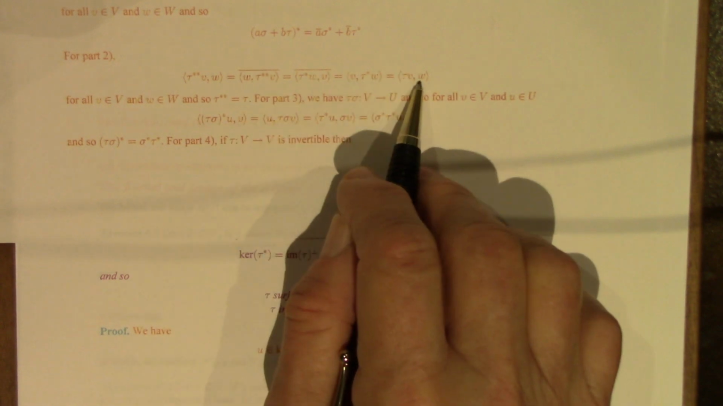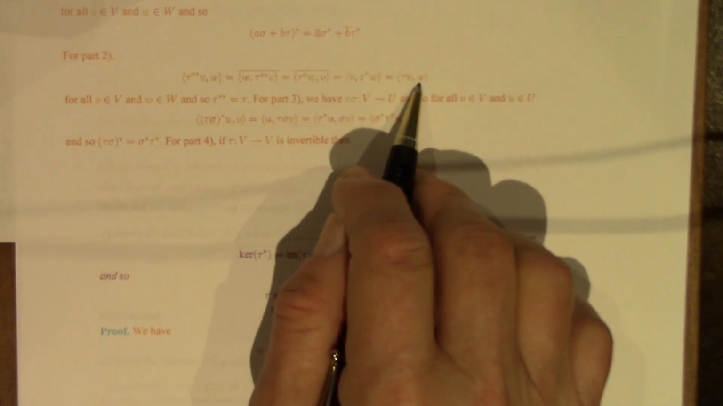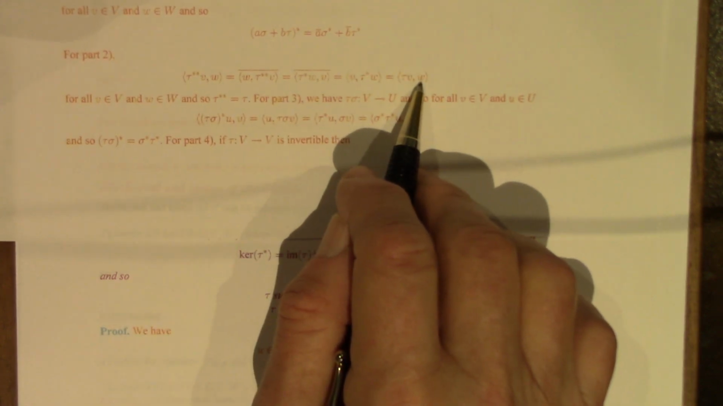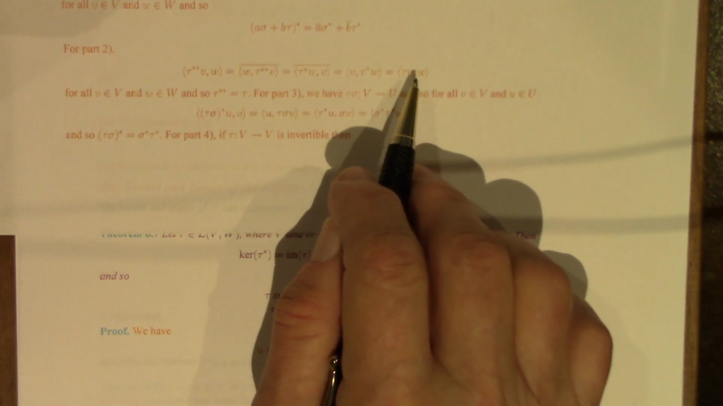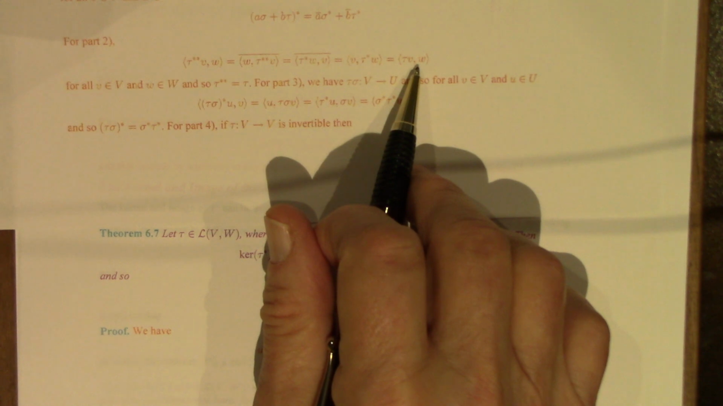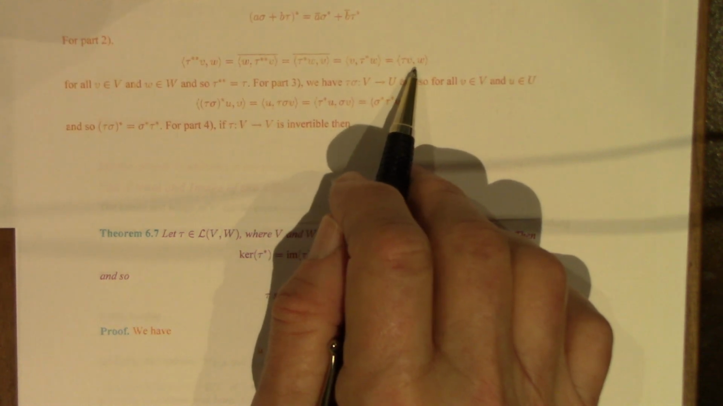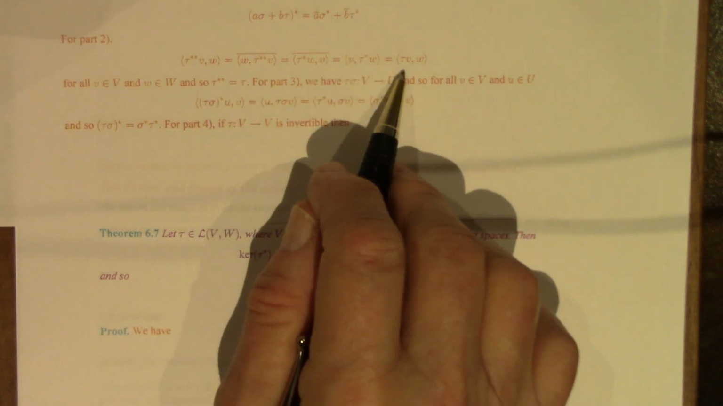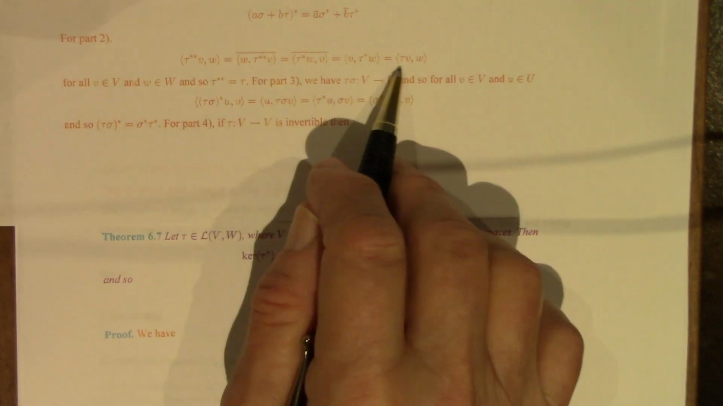And then we again use conjugate symmetry, and again this is equal to this. So we get the first is equal to the last for all vectors V and W. And we had a theorem early in our discussion of inner product spaces that if that happens, then the operators are the same.